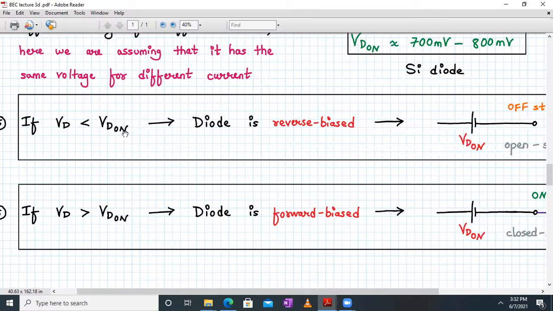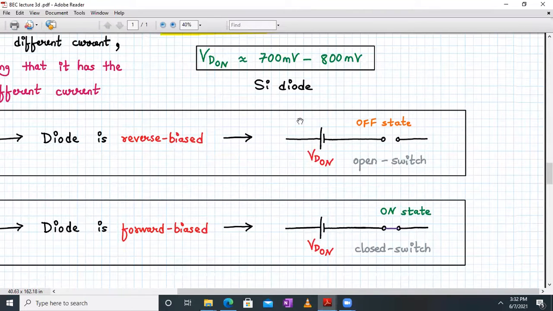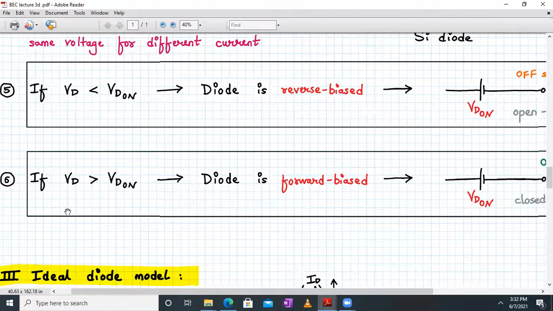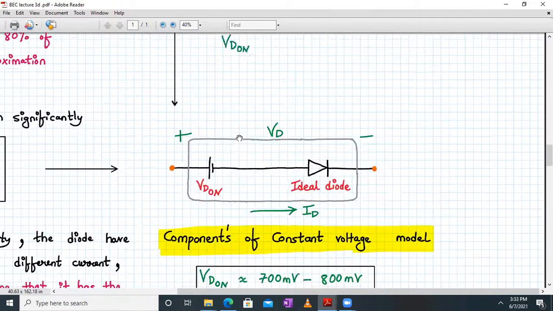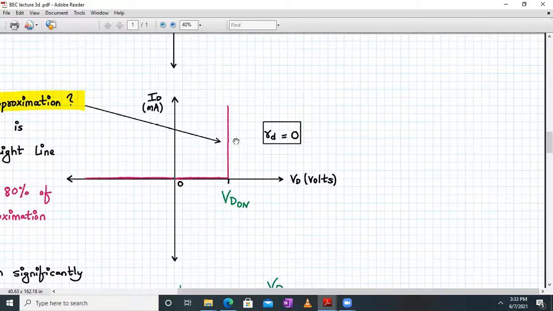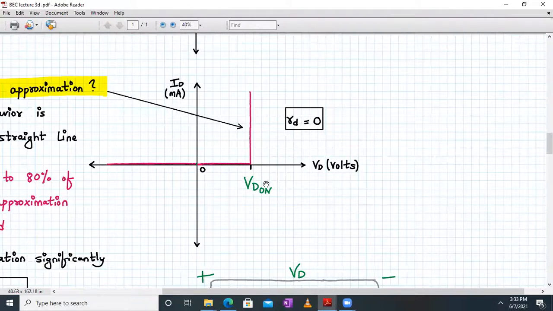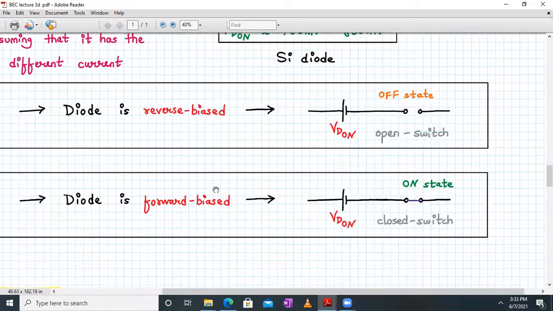If VD is less than VD-on, the diode is reverse biased, and it is replaced by this model, basically the off state, so basically an open switch and a battery. So basically it will be an open switch only. And whenever VD, the applied voltage, is greater than VD-on, the diode is forward biased. Okay, and it is represented by this equivalent network, a battery with voltage VD-on and a closed switch. Fine. So whenever the diode is forward biased, whenever the diode voltage VD is greater than VD-on, it will be coming over here, like this. Let me just slightly reduce it.